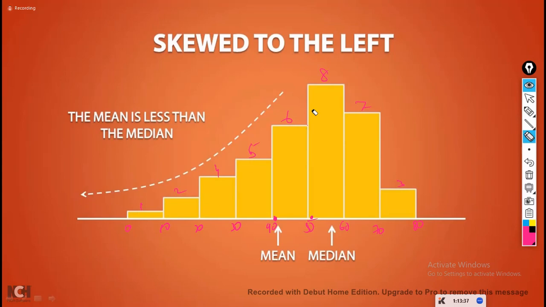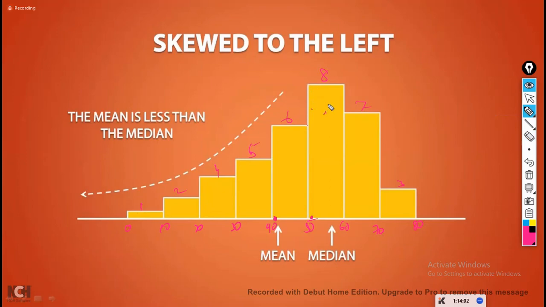Done. Created. Now for that created data set, you calculate the median. For that data set, what is the median? And what is the mean? You calculate. Obviously, your mean will be less than the median. Is that clear, guys?